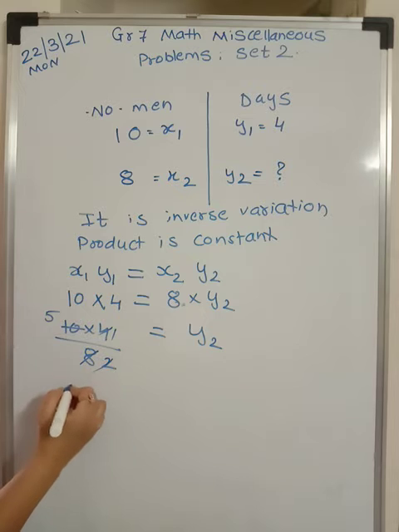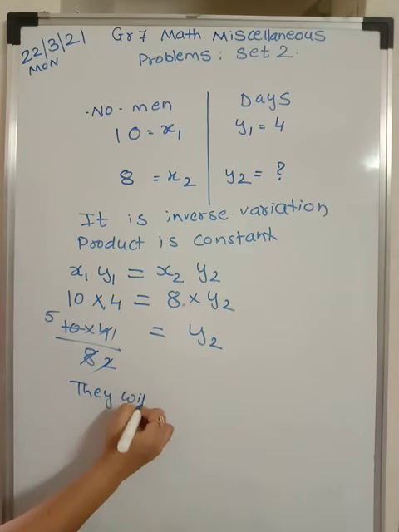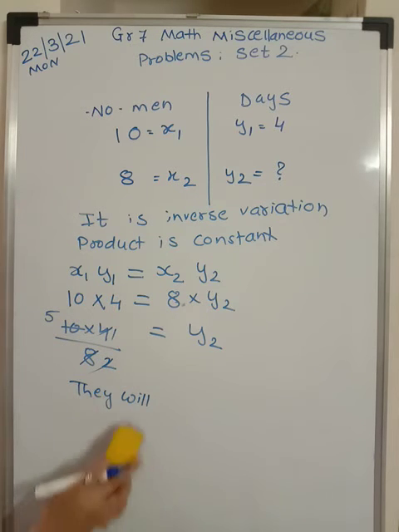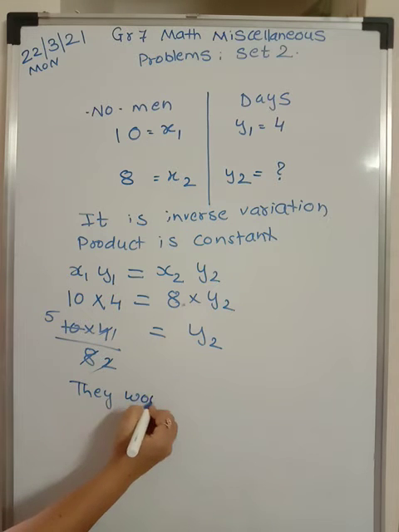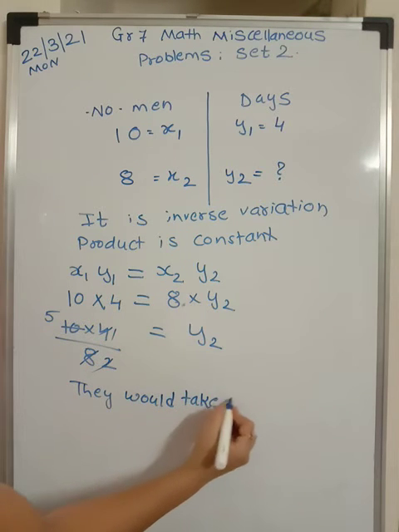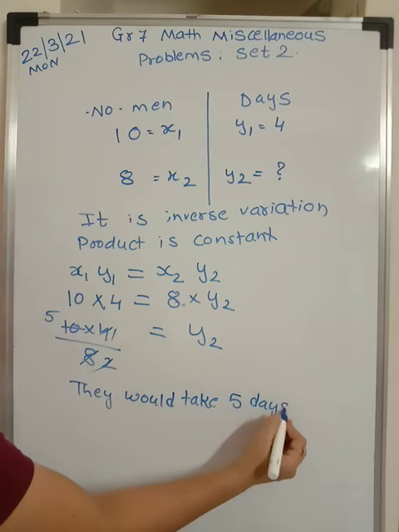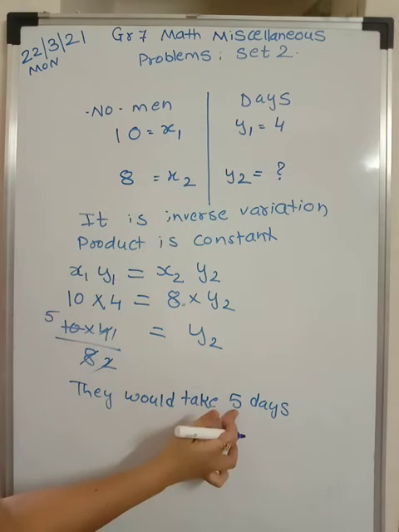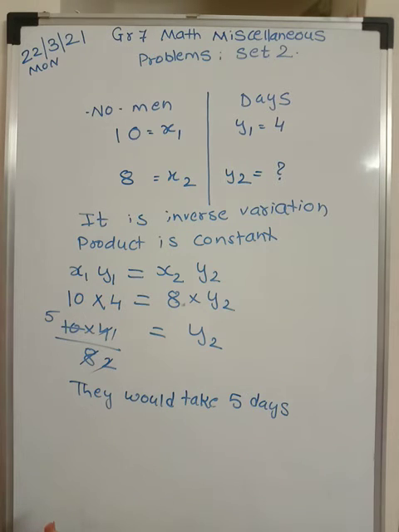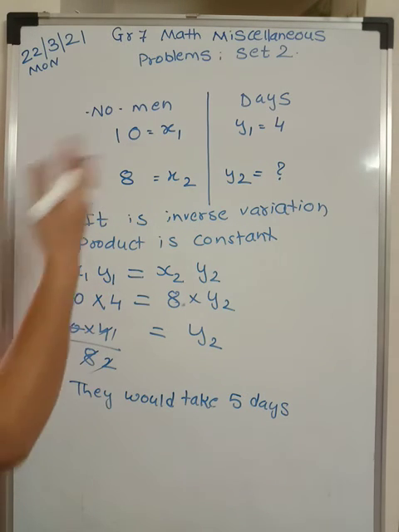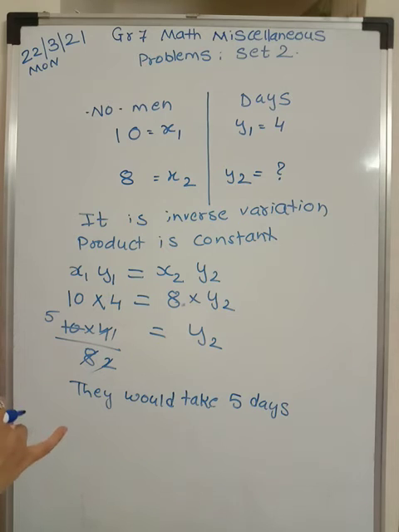So they will require, what is the question? How many days would 8 men take? So they would take 5 days. See, the number of people has decreased, so days have increased. Fewer people, so more time will be required. That is to say it is inverse variation. And always product is constant. If it is direct variation, ratio is constant. Okay, so we will see that type of example if we come across in the miscellaneous problem set. Let's go for the third problem now.